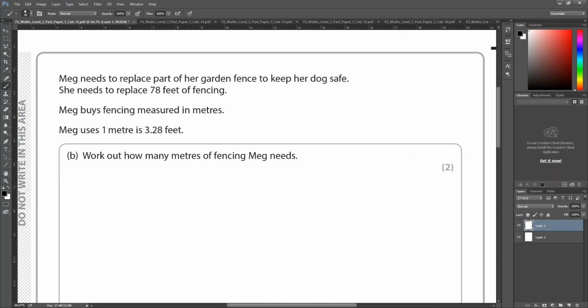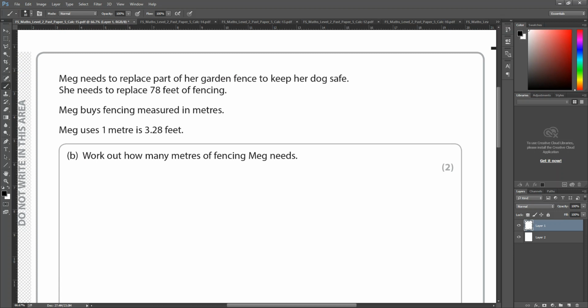Part B says, Meg needs to replace part of a garden fence to keep her dog safe. She needs to replace 78 feet of fencing. Meg buys fencing measured in meters. Meg uses 1 meter is 3.28 feet. Work out how many meters of fencing Meg needs, for 2 marks.